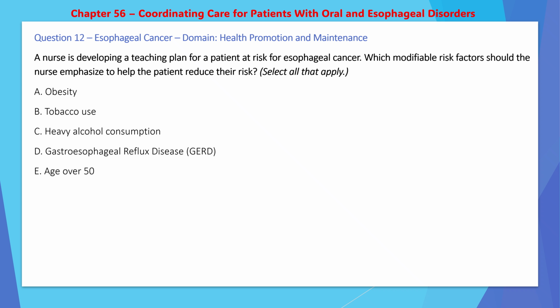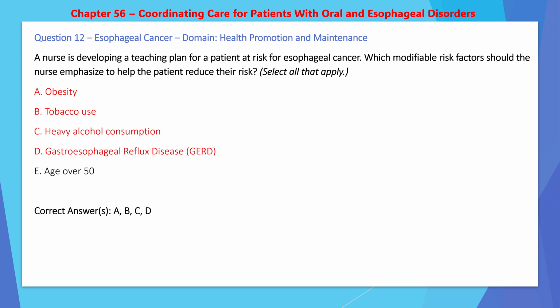Question 12. Esophageal cancer. Domain: health promotion and maintenance. A nurse is developing a teaching plan for a patient at risk for esophageal cancer. Which modifiable risk factors should the nurse emphasize to help the patient reduce their risk? Select all that apply. Obesity, tobacco use, heavy alcohol consumption, GERD, age of 50. The correct answers are obesity, tobacco use, heavy alcohol consumption, and GERD.